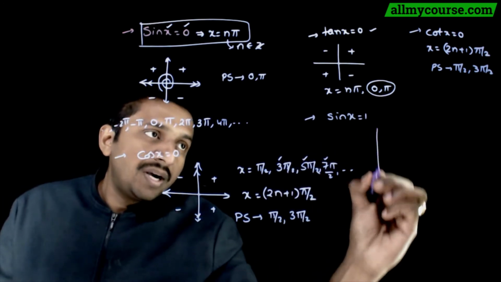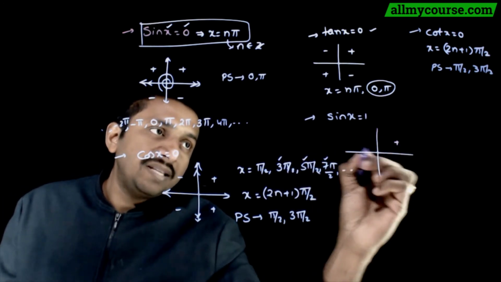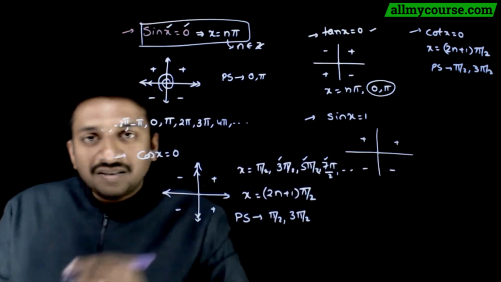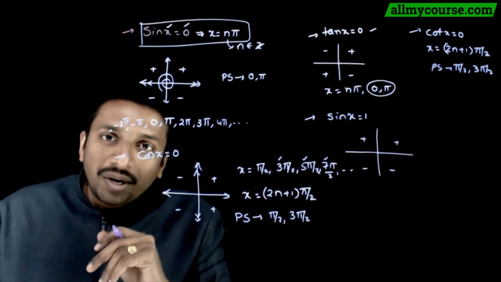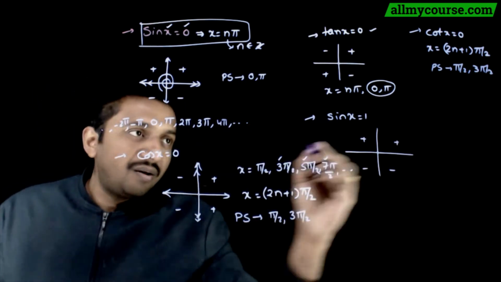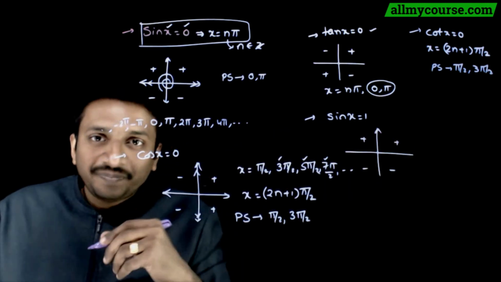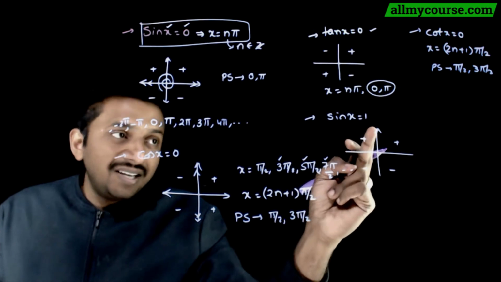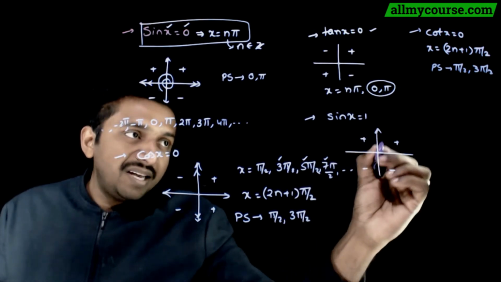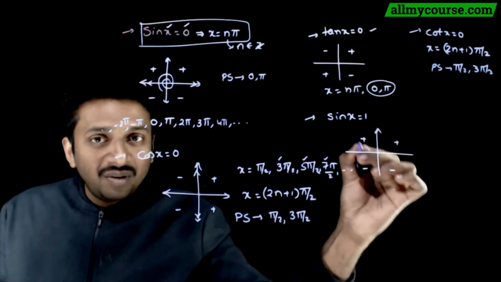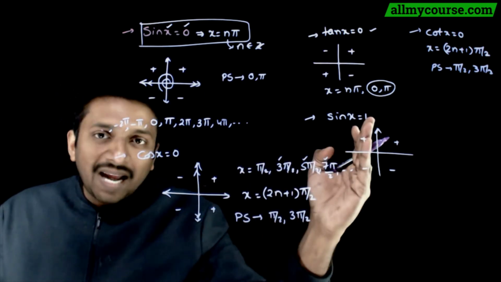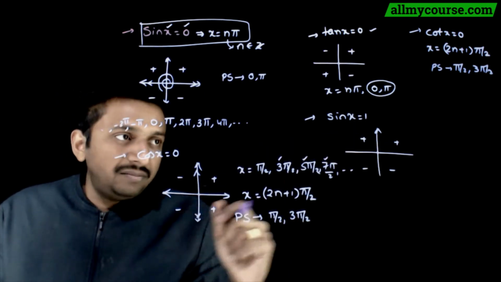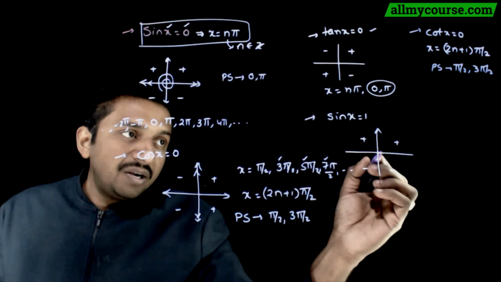So if you draw the quadrant diagram for sine, you have plus, plus, minus, minus. So sin x is equal to 1. Where will sin x be equal to 1? Obviously at 90 degrees. So you won't have any allied position for 90 degrees, because if you have any angle in the first quadrant, its reflection will be the allied position, but 90 does not have a reflection. So x is equal to 90 degrees.